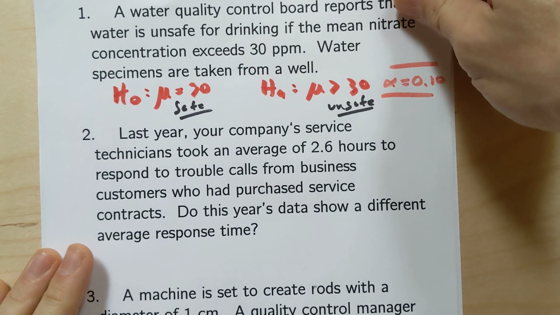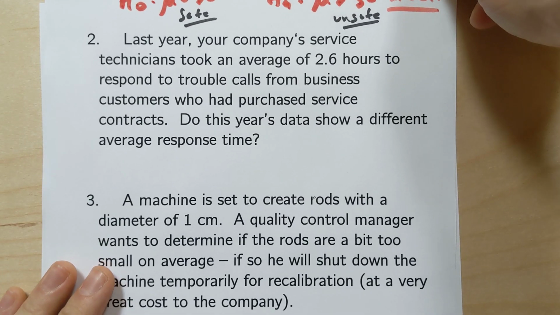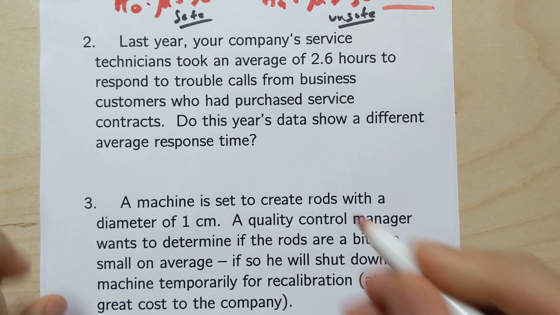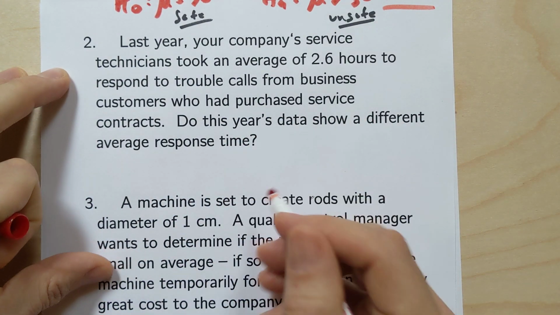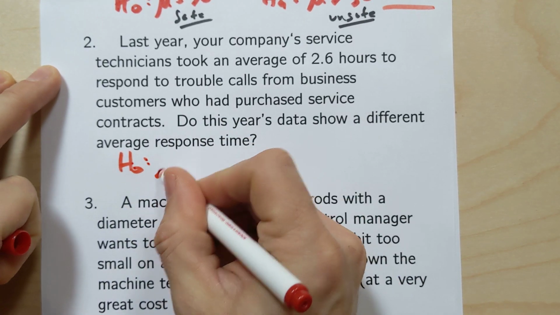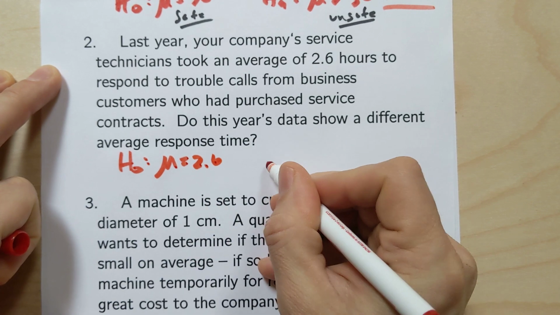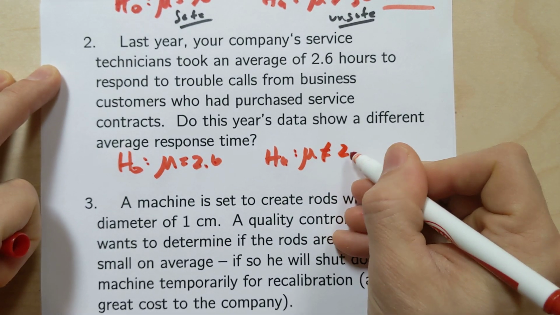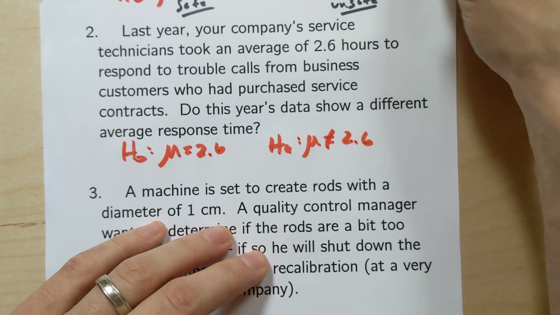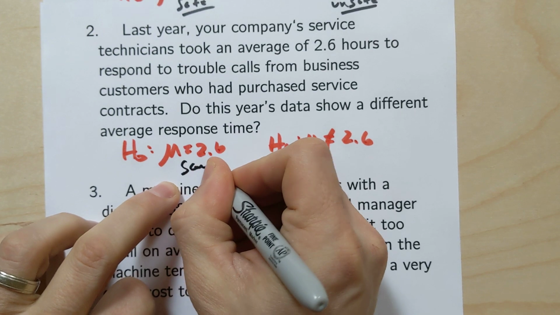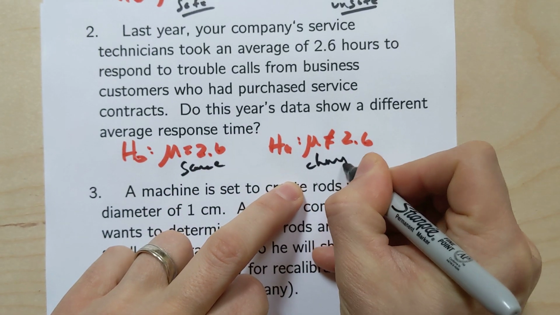You can read it to yourself really quickly if you want to pause. Well, let's see. Last year, your company's service technicians took an average of 2.6 hours to respond, blah, blah, blah. Actually, we saw this in a previous video as well. Here, the null hypothesis was that things were the same as they were last year, 2.6 hours. The alternative was that there's a difference, and so that it's not 2.6. So here we could say that the null hypothesis is that things were the same from last year, and here we could say that things have changed.